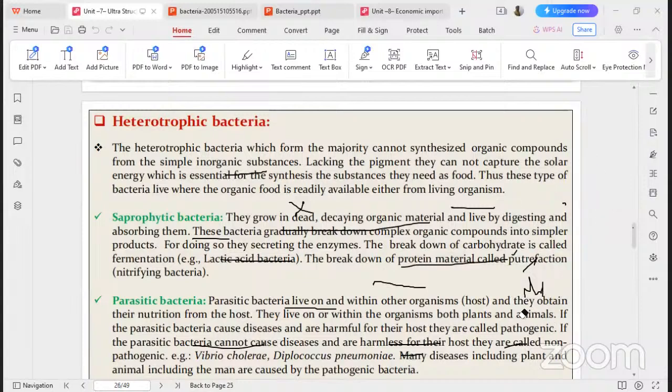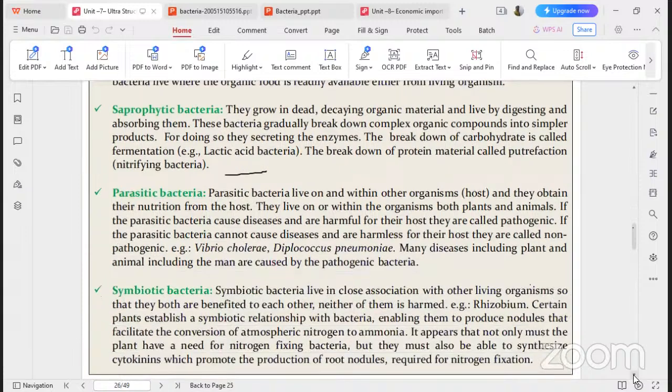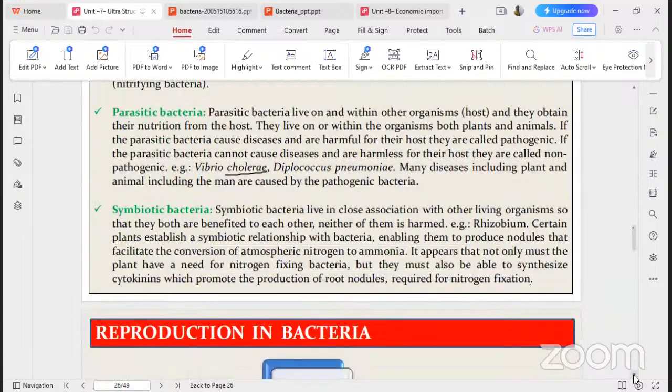Okay. Photosynthetic bacteria, autotrophic bacteria, heterotrophic bacteria. Autotrophic bacteria are again divided into chemosynthetic bacteria and photosynthetic bacteria. Heterotrophic bacteria are divided into three. What are those? Saprophytic bacteria, parasitic bacteria, and symbiotic bacteria. These are the three types of heterotroph. These are the nutrition types in the bacteria. Okay. A question they asked: write about the types of nutrition in the bacteria.